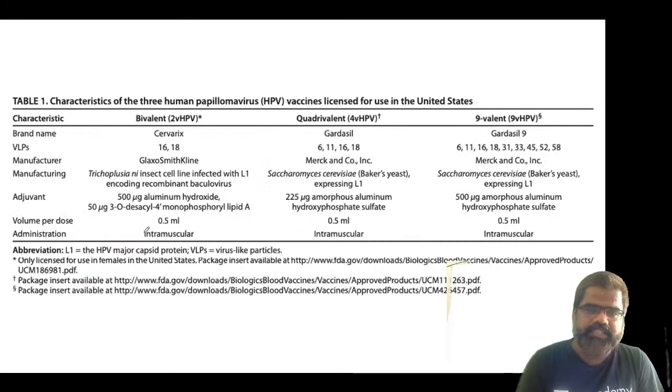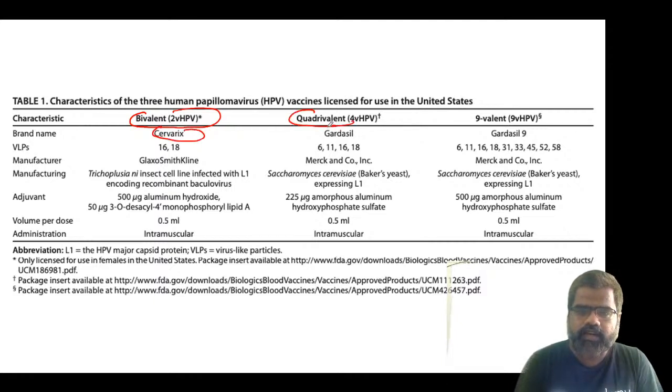Just for your information, this HPV vaccine, the human papilloma virus vaccine, we have in the form of bivalent, which is also called Cervarix, quadrivalent, which is called Gardasil, and 9-valent, which is Gardasil 9. So we have virus-like particles. Bivalent has 2, 16 and 18. Here we have 4.